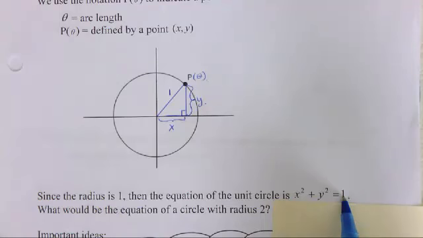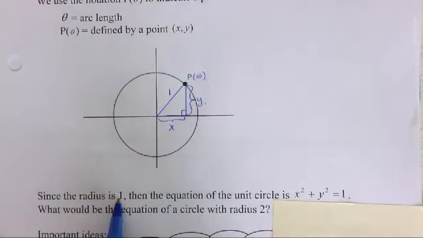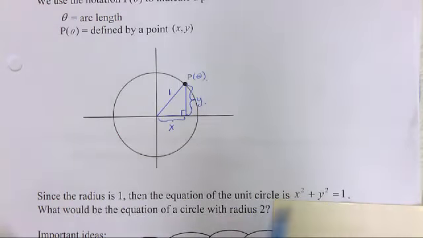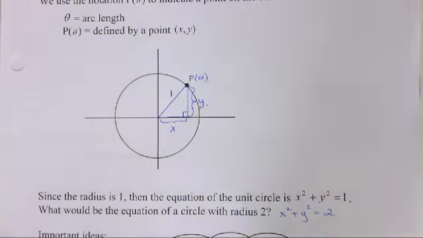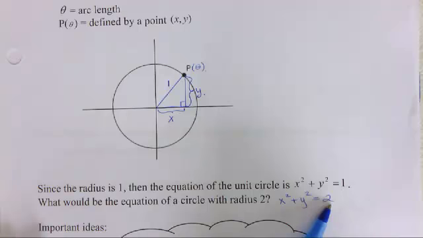Now, what would your wild guess be if the circle had a radius of 2? Any ideas? Okay, I'll give you 1 second to decide. Well, okay, the 1 correlates to that 1 here. So where would that 2 go? Ta-da! Right there. So this would be the equation for a circle with the radius of 2.